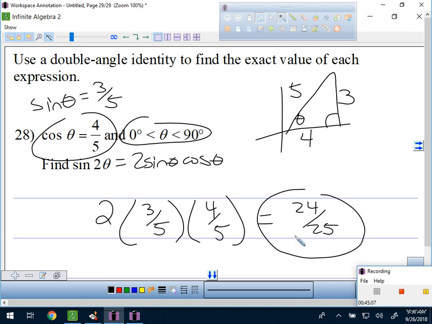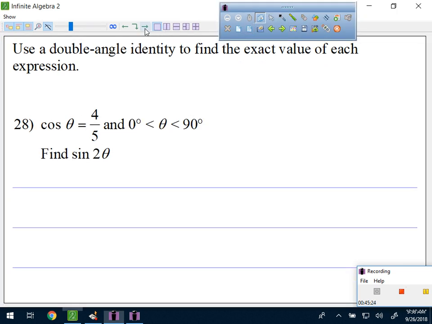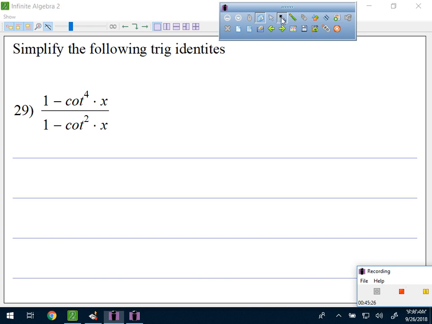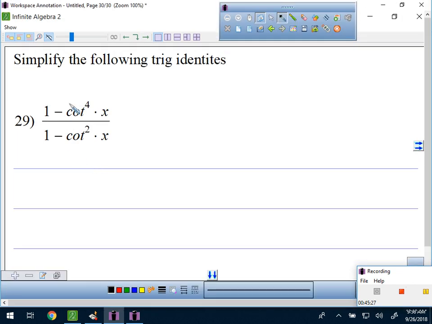Now, the last two problems, I think, are going to be trig identities where you have to simplify. But it's multiple choice, right? So the answer's there. So here's the last two. For 29, really good problem. I took this from another one of the CLEP exams, and it says simplify the following trig identities. What I want you to do is notice the numerator, 1 minus cotangent to the 4th x. Look at the denominator, but I don't want you to start by that.